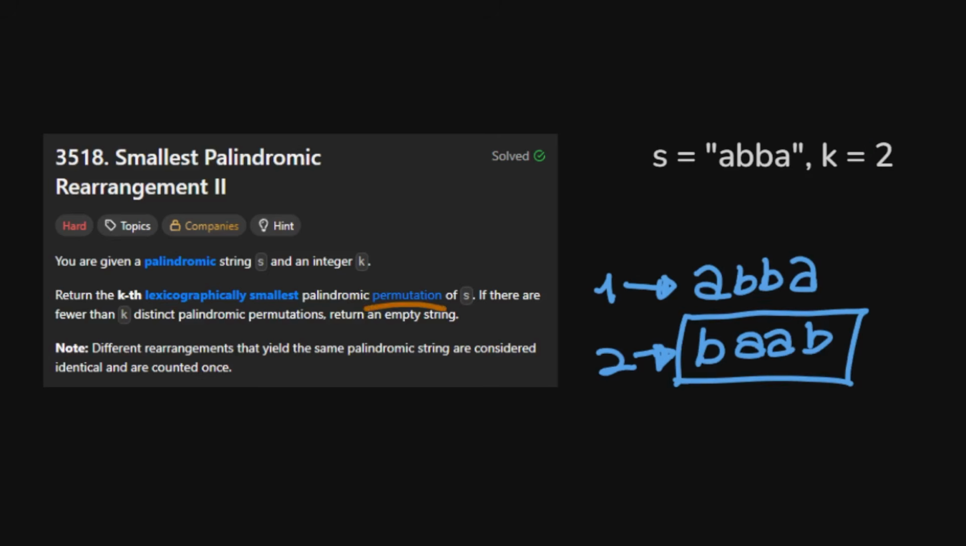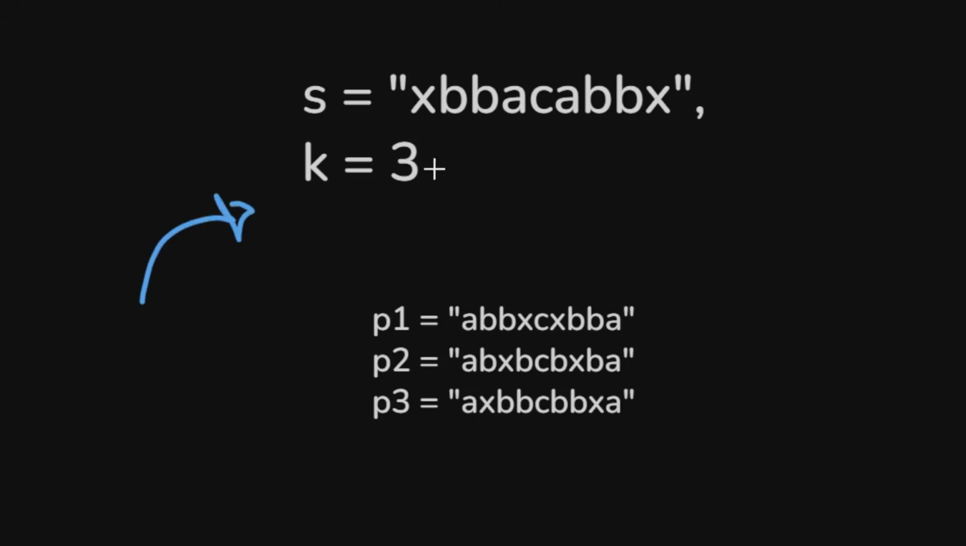We know that iterating all permutations requires n factorial, which is very inefficient, so we have to think about something else. Now let's say that we are given this input. We are looking for the third lexicographically smallest palindromic rearrangement of this string. So the lexicographically smallest palindrome that we can build is ABBXCXBBA. For the next string, we can build ABXBCBXBA.